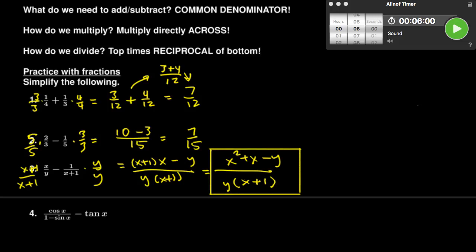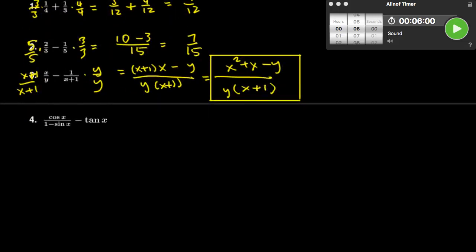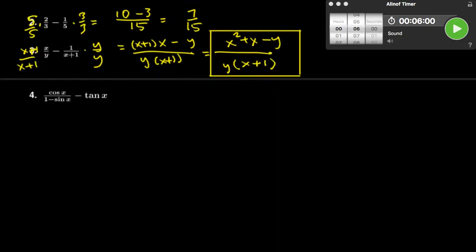Alright, the last one. Here we have this. I just noticed we didn't do any division practice. It's okay, we'll do that later with identities. Alright. So here, again, common denominator. What's the denominator? Here is 1 minus sine. What about here? Well, that one is interesting. It actually is cosine, because remember tangent is sine over cosine. So let's just rewrite this thing.